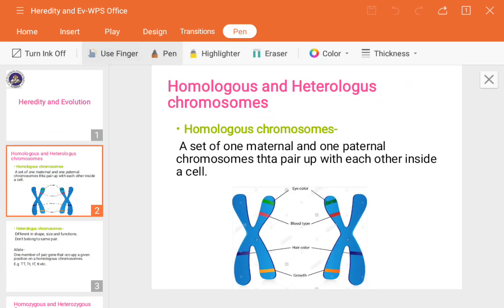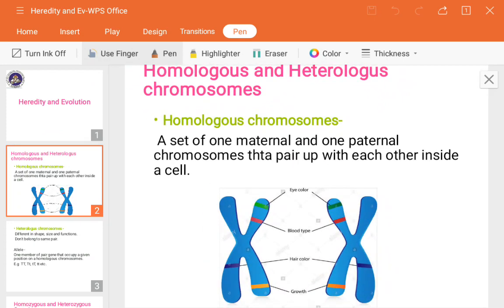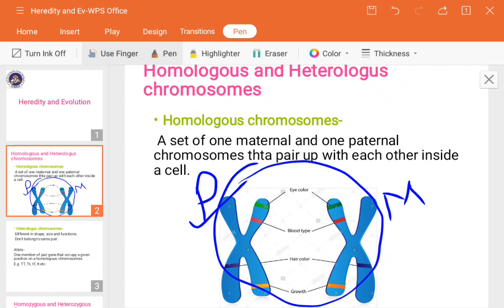Hope you are able to see. This is suppose the maternal, and this is the paternal. Paternal means from father and maternal means mother. So suppose this is inside the nucleus. This is one set of maternal or one set of paternal chromosome, so each pairs with the other inside the cells.